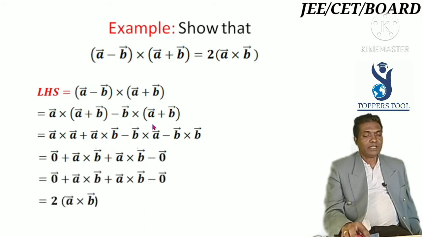And we know that A cross B is equal to minus of B cross A. So minus B cross A can be written as A cross B. Okay, so the addition of these two gives you 2 times A cross B. So remember that minus B cross A can be written as A cross B.